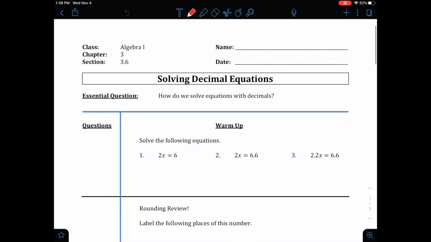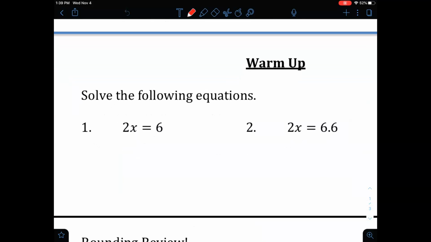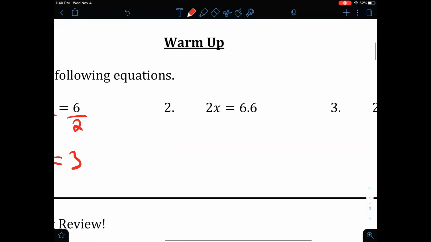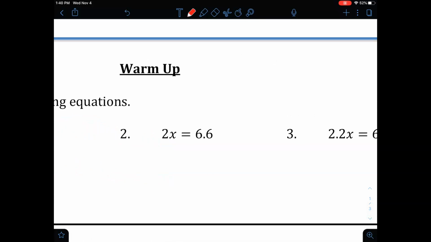All right, sounds good. So for the warm-up, we have 2x equals 6. How do we solve for x? It's 2 times x, so to undo multiplying by 2, we need to divide by 2. So x is going to equal 3. 6 divided by 2 is 3. Easy peasy. All right, number 2, 2x equals 6.6.